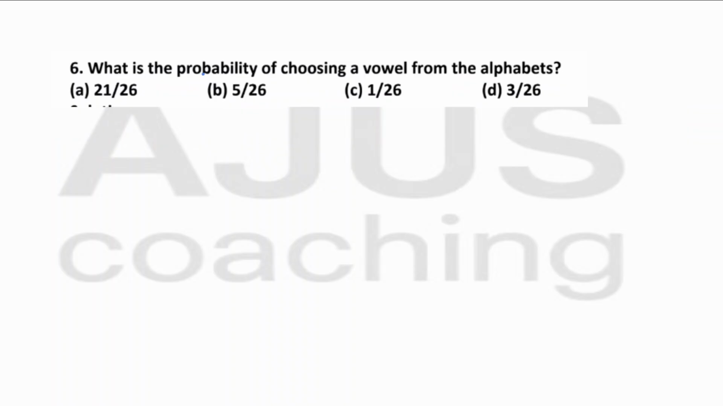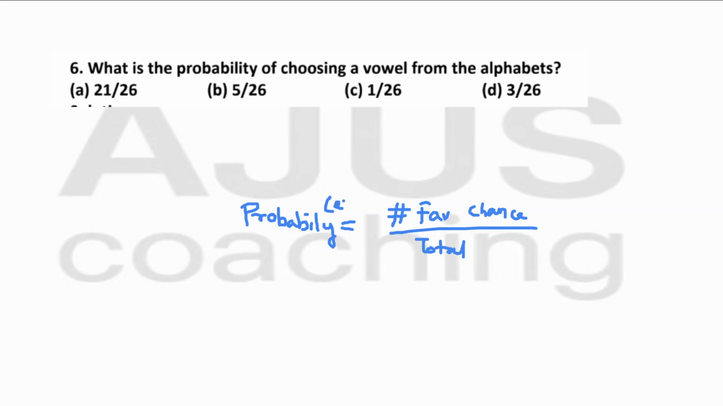Resume. Okay, what is the probability of choosing a vowel from the alphabets? Here, you should know the general definition of probability. Probability is given by the number of favorable chances divided by the total number of chances. This is the probability of any event.